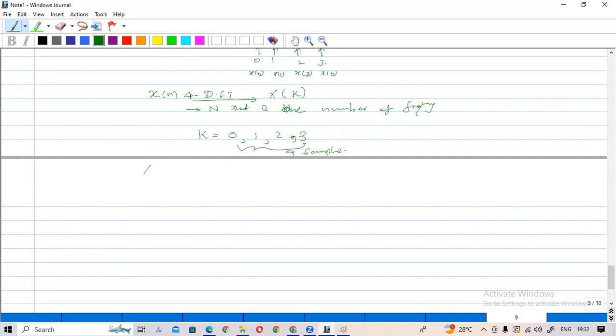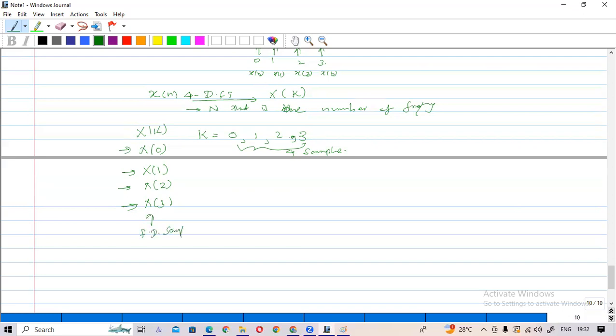That means you have to find X(0), X(1), X(2), and X(3). So we have found this one, this one, this one, and this one. That is X(k). These are the frequency domain samples.